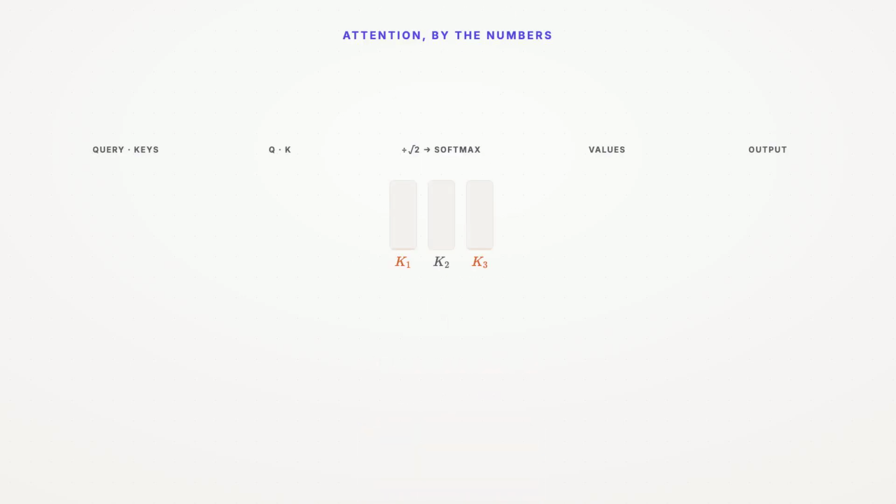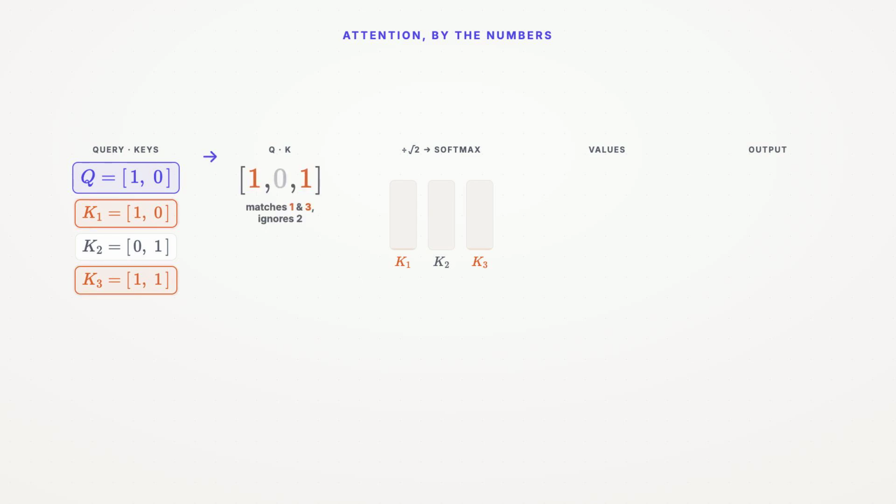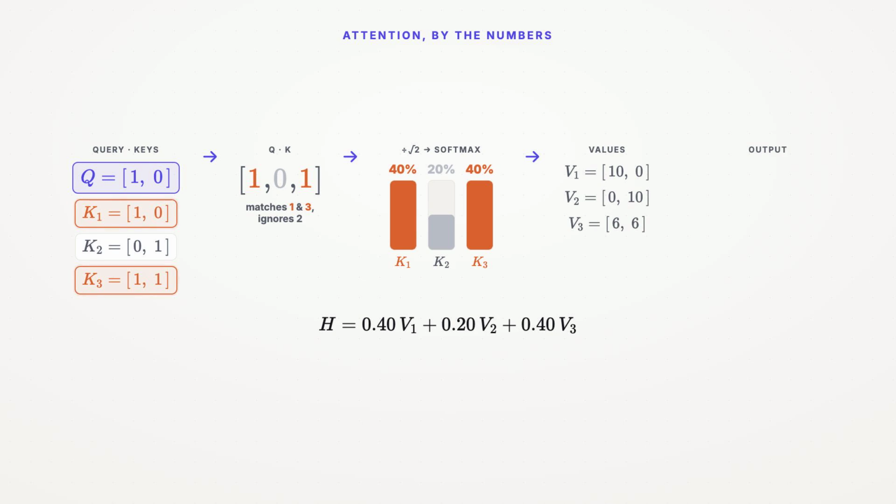Let's actually run the numbers. 1 query, 1 and 0. 3 keys. The dot products come out 1, 0, 1. The query lines up with the first and third keys and ignores the second. Scale by root 2, run softmax, and we get weights of about 40, 20, 40%. Now blend the 3 values with those weights.